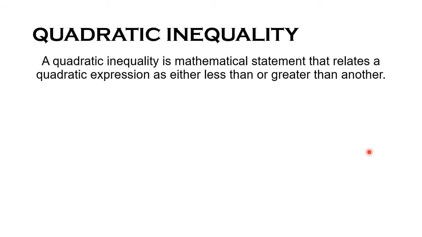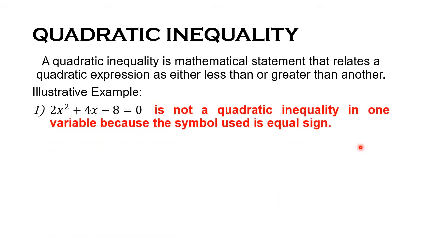So, a quadratic inequality is a mathematical statement that relates a quadratic expression as either less than or greater than another. Let's have illustrative examples. So, number 1, 2x squared plus 4x minus 8 is equal to 0. So, as you can see, there is no inequality symbol. Okay? The symbol given here is an equal sign. So, it is not considered a quadratic inequality.